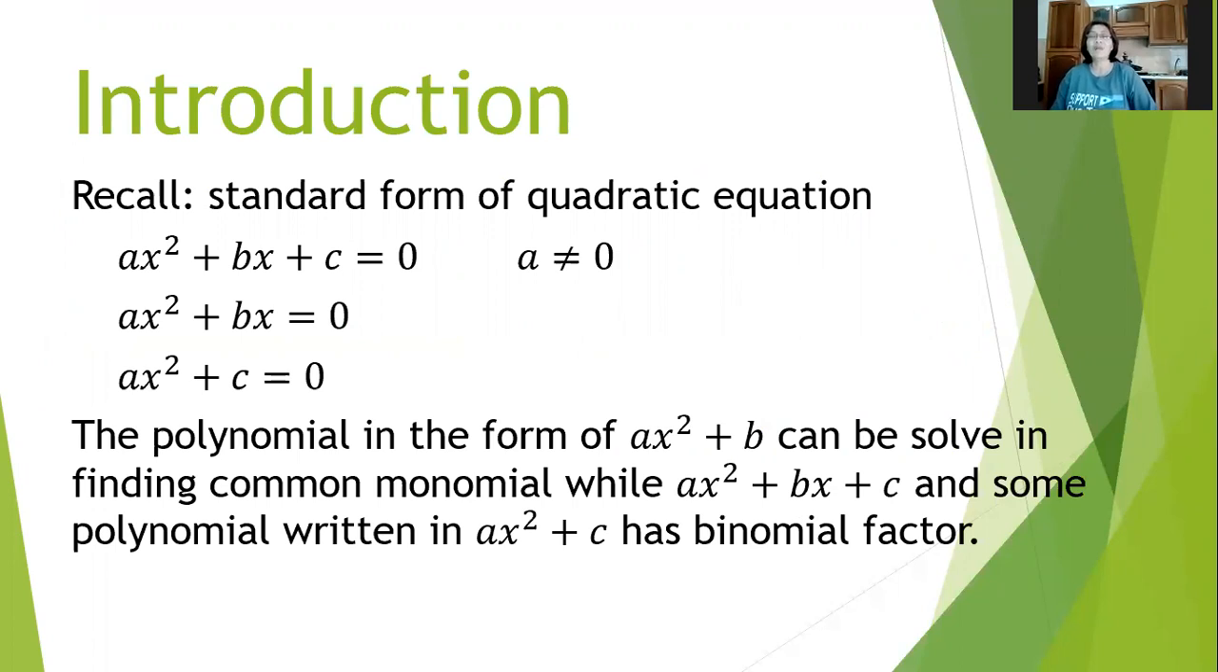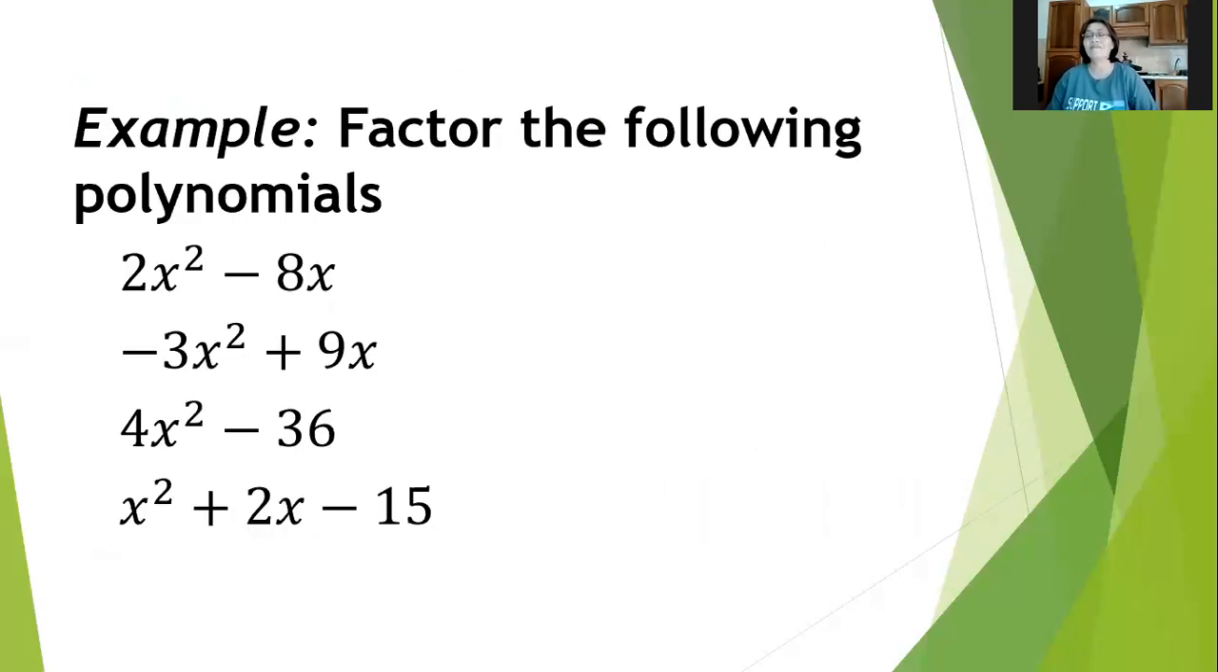The polynomials in the form of ax squared plus bx can be solved by finding the common monomial factor, while ax squared plus bx plus c and some polynomials written in ax squared plus c have a binomial factor. Again, if the equation is in the form of ax squared plus bx, the factor is a common monomial factor. Okay? Now, example, factor the following polynomials.